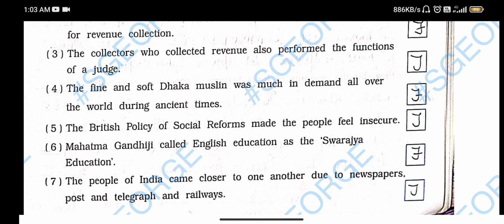Mahatma Gandhi called English education the Swarajya education. No, this is wrong. People of India came closer to one another due to the newspaper, post, telegraph and the railways. Yes, very true, very true. And nowadays people come closer and closer because of WhatsApp and Facebook.